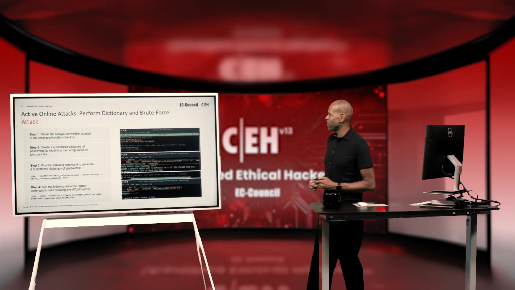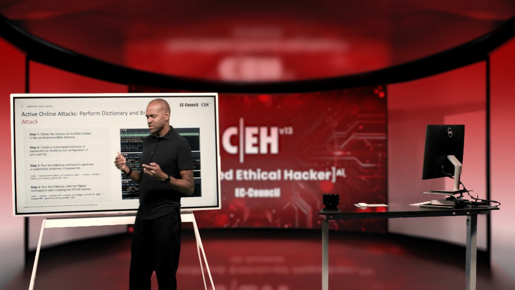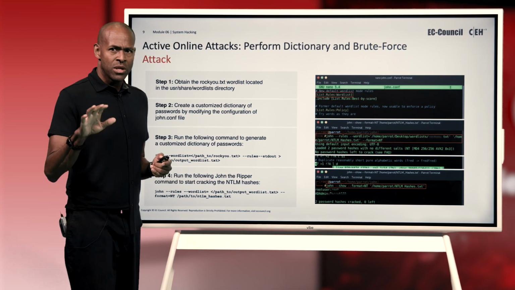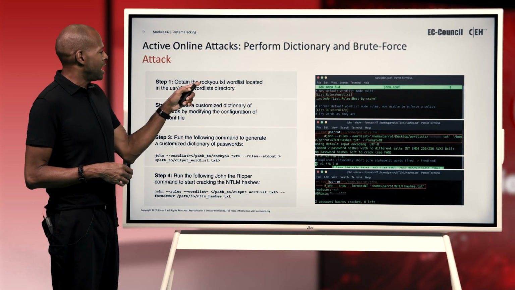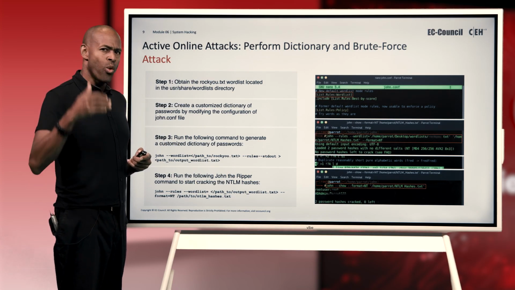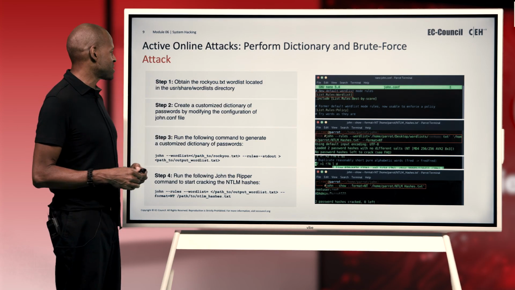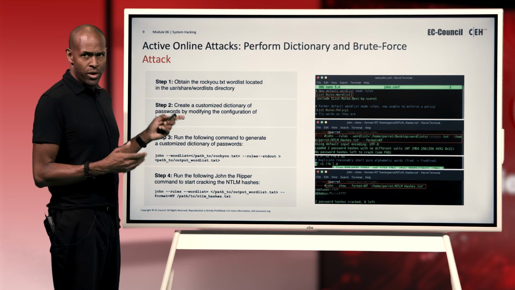So let's head on over here and look first of all at the steps, and then we'll just zoom in a little bit and see how that looks when we do this. Also, you will find in the lab we're going to be doing a lot of this work. First of all, we're going to obtain a word list. So very often what you'll need is one word list of usernames and another word list of passwords. And we're going to pop that in the user share word list directory.